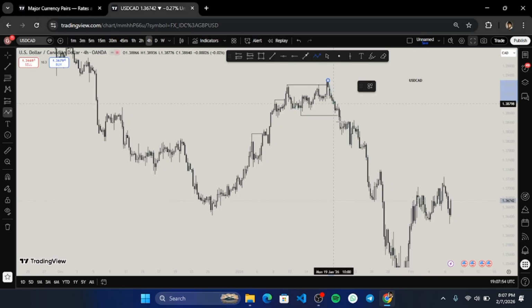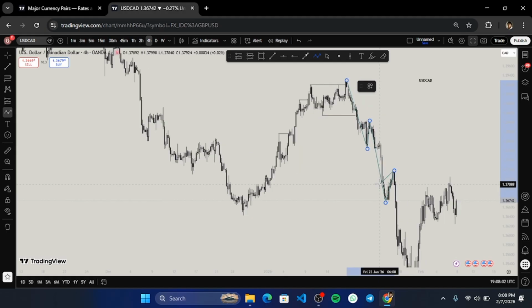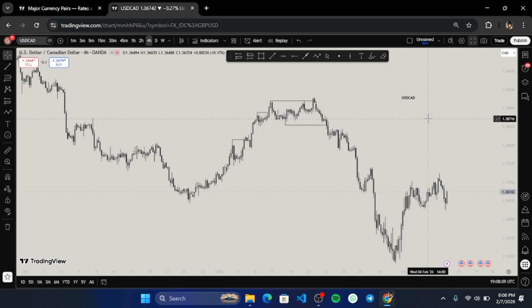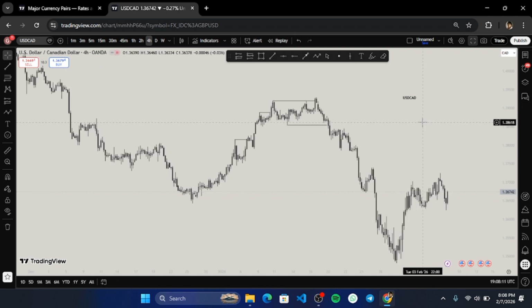This was a very big impulsive move. Now we created this, came up back, came here. Now we are seeing that new lower lows and lower highs are being formed. So that's basically what I talked about.